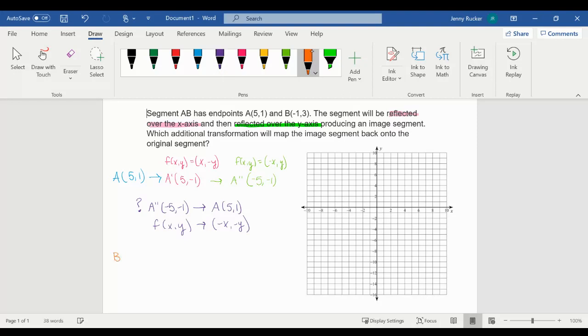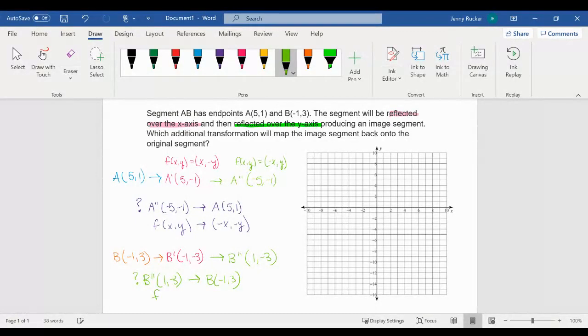So if I'm at B, which is -1, 3, and I perform my first reflection over the x-axis, B prime will be -1, -3. If I then reflect over the y-axis, B double prime will be 1, -3. So what I'm trying to determine is a rule that will take B double prime at 1, -3 and map it back onto B at -1, 3.